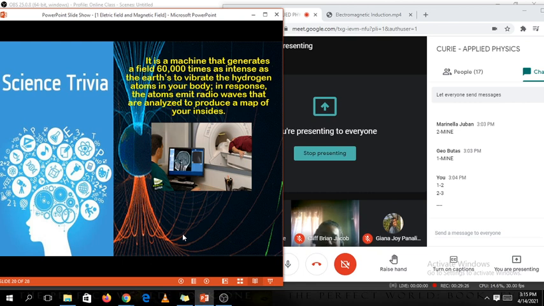Magnetic resonance imaging makes use of the vibration of your hydrogen atoms, and this vibration emits radio waves that are analyzed to produce a map of your insides. Another application is sonar, where radio waves and echoes are used for mapping the seafloor and creating images. Have you had an MRI, or a CT scan or PET scan?